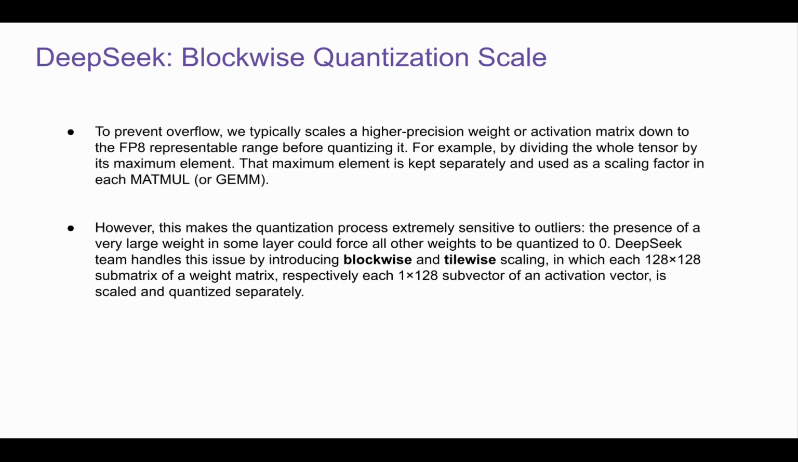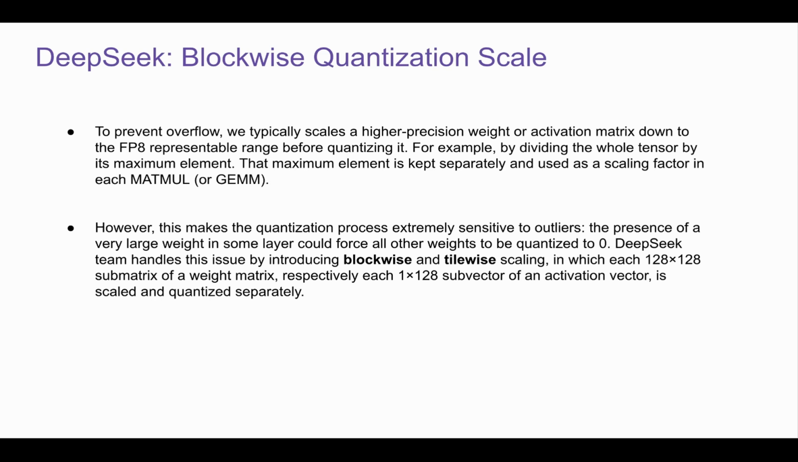So how did DeepSeek solve this? They have a blockwise quantization scale. First of all, to prevent overflow, we usually scale the higher precision weight or activation matrix down to FP8's representable range for quantizing. How to do it? The easy way is just to divide by the maximum element, by the maximum value. And the maximum element is kept separately and used as a scaling factor in each matrix multiplication.